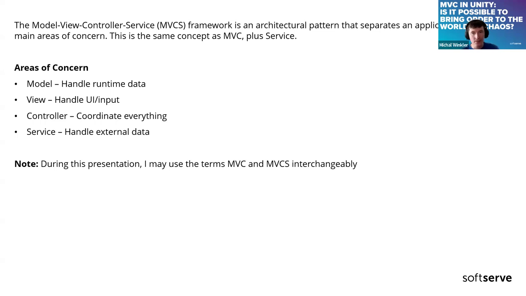Today's modern games are often connected to backend services or even multiplayer with other players live. This introduces a service layer. So let's take what we've discussed with MVC and add one more layer, a dedicated service layer that will deal with external data. That's different than the model. Now, during the rest of this presentation, I may use MVC and MVCS interchangeably. I mean them to be the same solution, the same basic plan, where maybe there's a service layer or maybe there's not, depending on if your game needs it. You can consider that layer optional.